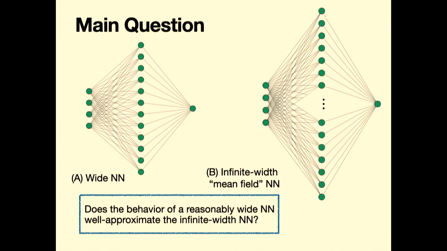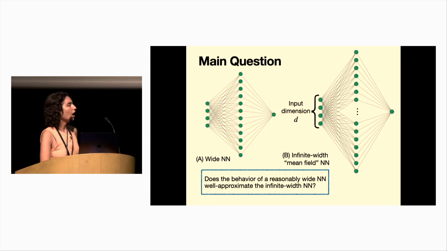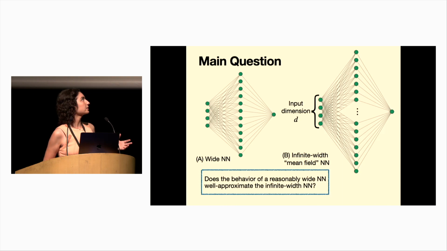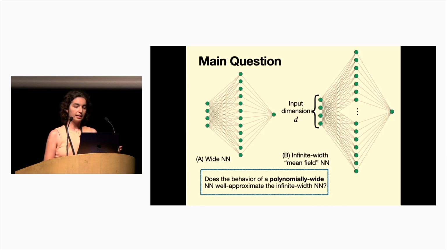OK, so let's go back to our main question. Does the behavior of a reasonably wide neural network well approximate the infinite width neural network? And to make this a little bit more precise, in a lot of learning problems that we care about today, the input dimension of the neural network is actually going to grow to infinity, perhaps at some slow rate, because the problems we're dealing with are very large, and we might want to understand how big this width has to be in terms of the input dimension d. So a more refined version of this question is, does the behavior of a polynomially wide neural network, where the polynomial is in d, well approximate the infinite width neural network?